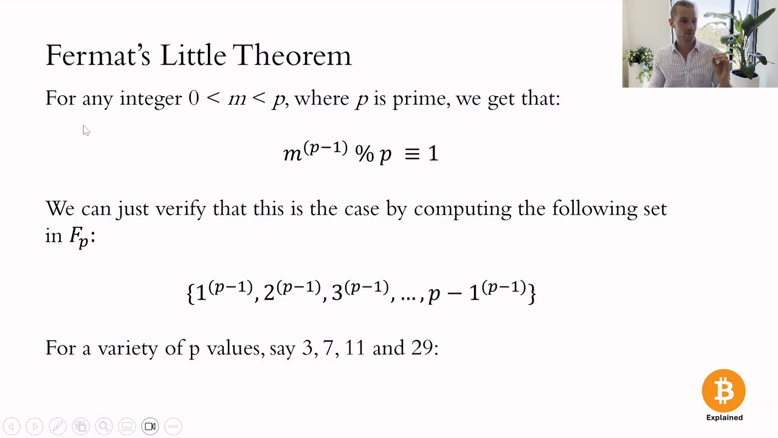So Fermat's little theorem just states that for any integer m that's greater than 0 and less than p, where p is prime. Remember, in our finite fields, the order of the finite field is always prime as well. We get the following: that integer to the power of p minus 1 modulo p is congruent to 1. And this will always be the case, no matter which of the integers, which of the elements of the finite field you choose. If you raise it to the power of p minus 1, so the order of the field minus 1, modulo p, the order of the field, that is congruent to 1.